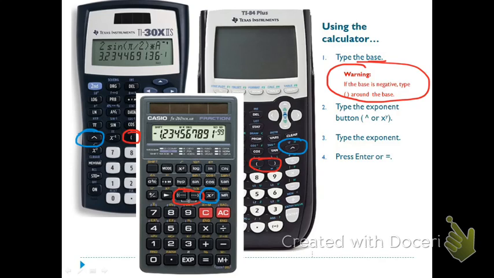There are other buttons for solving exponents for the most frequently used exponents, like when you already know what the exponent is going to be. I would recommend just sticking with using these buttons because it works with any exponent. So after you type in the base and then your exponent button, then you'll type in the exponent and press enter or equal, depending on if your calculator has an enter button or if it uses the equal sign. Pretty easy.